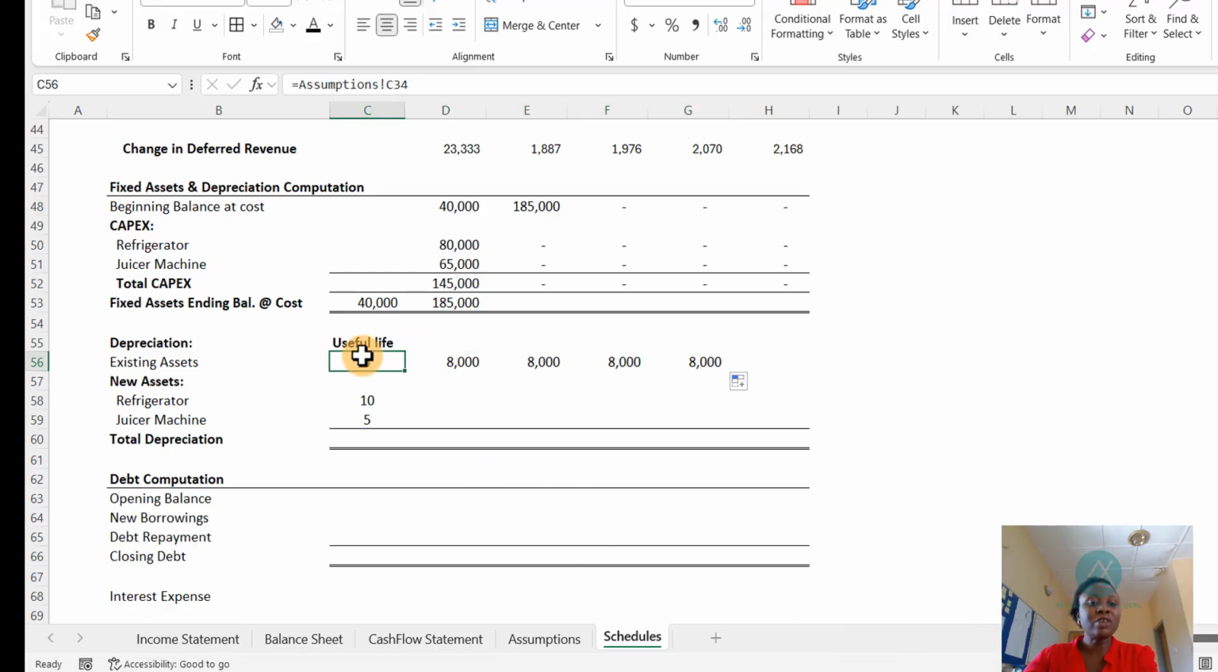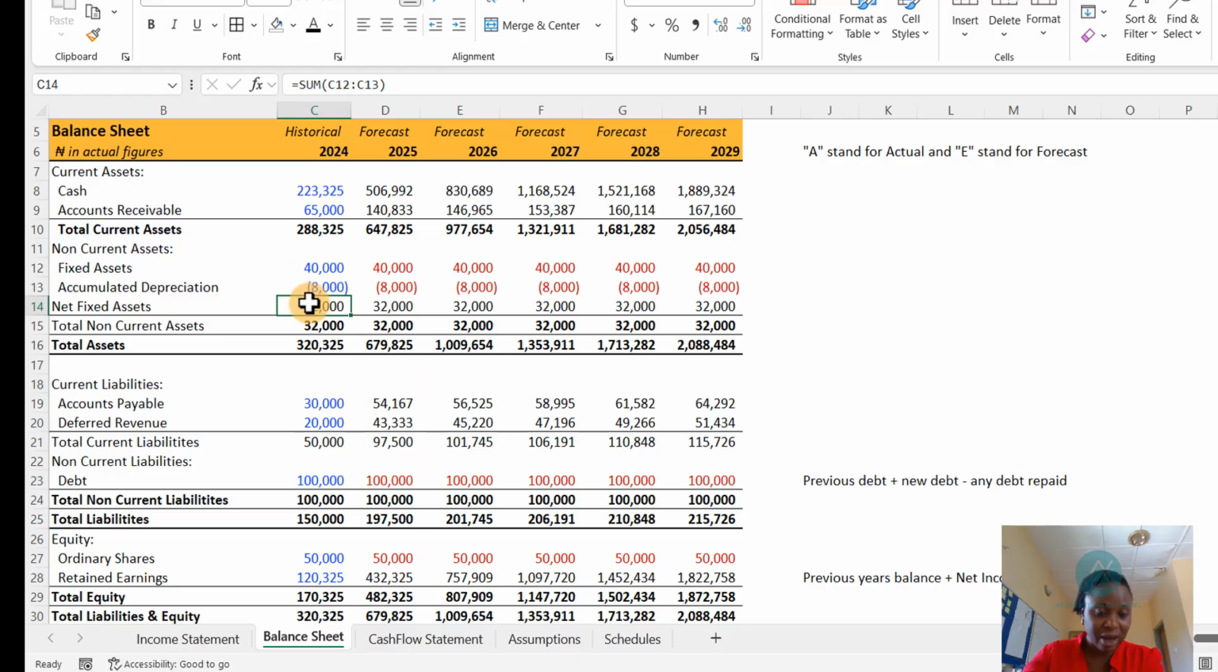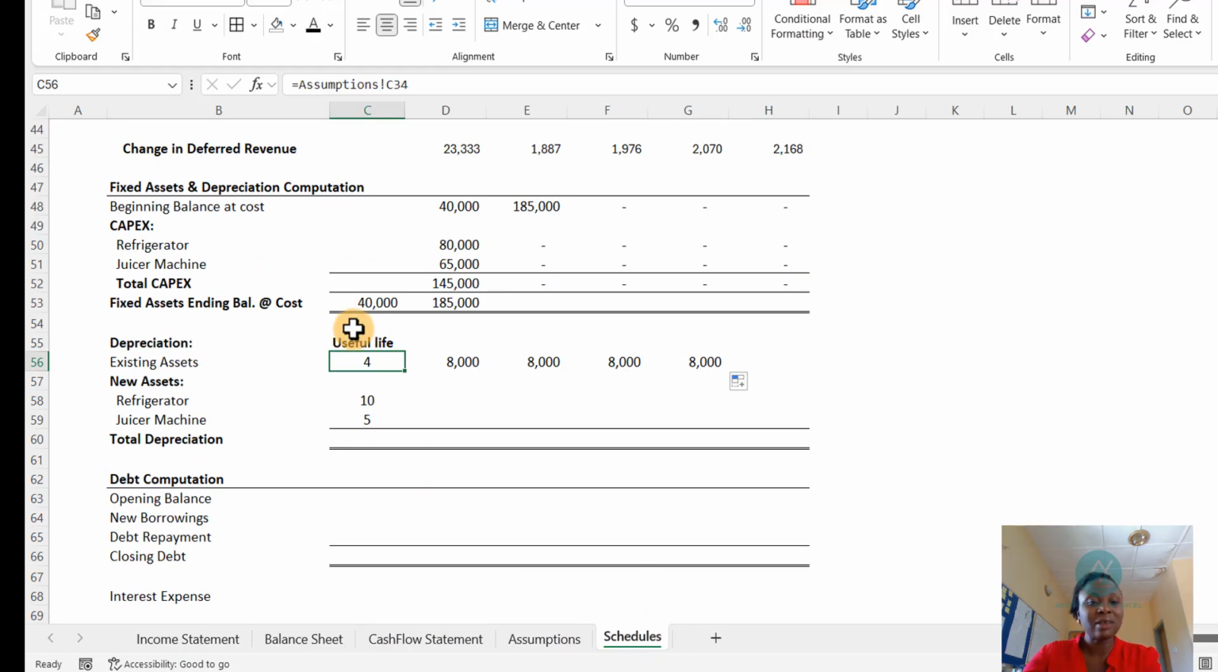So this 4 years is on the net assets of the existing capital. Mind you, the remaining useful life is 4 years, so you apply it on the net assets. That's the total cost less the depreciation, which is what is on the balance sheet, right? So have that in mind, and that is how we came about this. Then for the new assets, we already have it, and they're giving us that this has 10 years useful life, 5 years useful life.